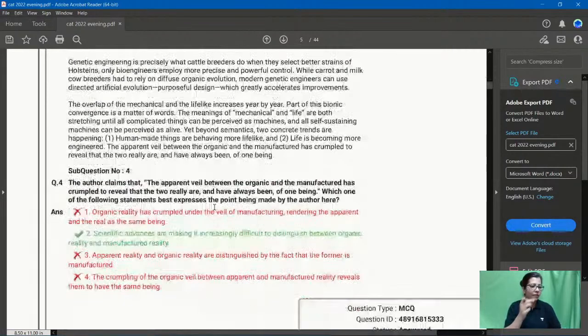Question 4 अब आप देखिए, we have already done that last paragraph. Do I need to even go back now? Just check. I mean, ये तो हद ही हो गई. एक पैराग्राफ से 2 questions. एक main idea question. What more do you want CAT to do? So look at question number 4. The author claims that the apparent veil between this is this, okay? Which one of the following statements best expresses the point being made by the author here?